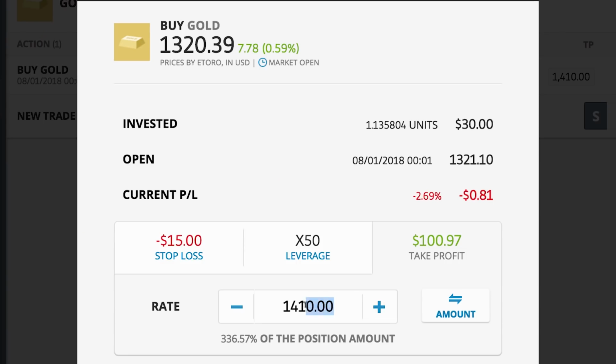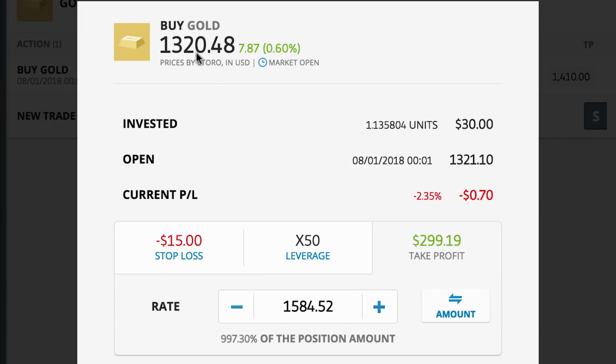So if I want, I could put that up to, let's try and put it up to 1,600, and let's see what it says. It won't let me. Boom, it won't. So the maximum I can set it at is 1584.52. You see this number here, that's the actual spot price of it at the moment. At the moment it's 1320. The most it'll let me set my take profit at is 1584. In amount, that would be $299 of profit, which is really nice.